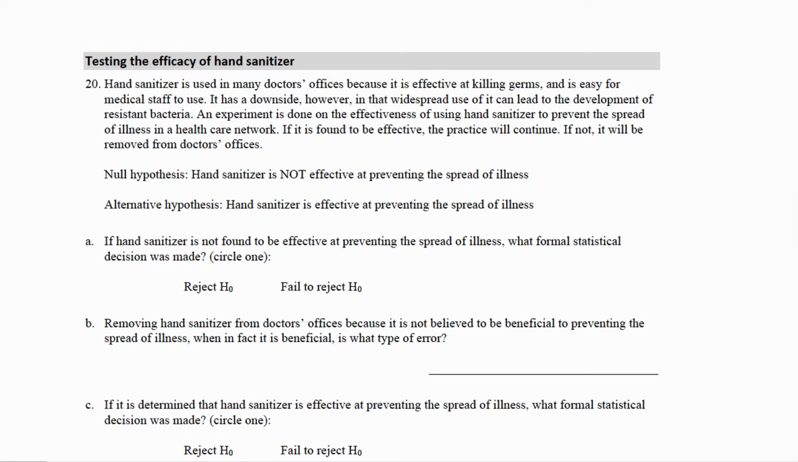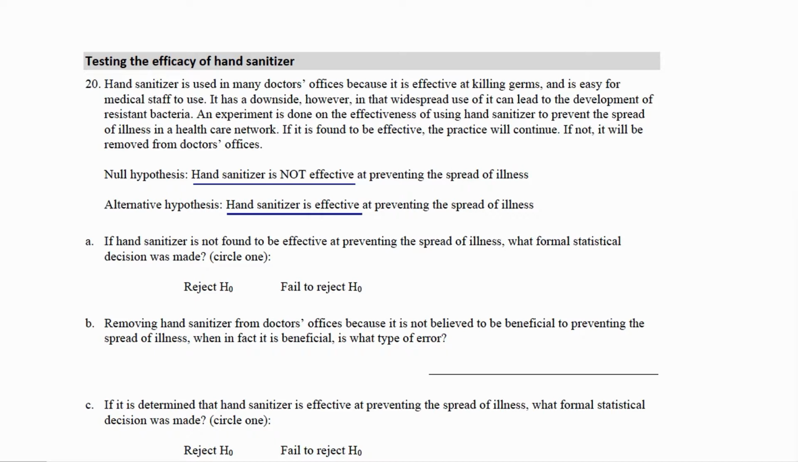Going into our next example, it feels a little bit different when we compare our priorities, because in the previous example the null hypothesis was that the drug is not safe. Here the null hypothesis is that the drug is not effective, or in this case, that hand sanitizer is not effective at preventing the spread of illness. When we say not effective here, we just mean not providing any additional benefit beyond simply washing hands. And our alternative hypothesis is that hand sanitizer is effective at preventing the spread of illness.